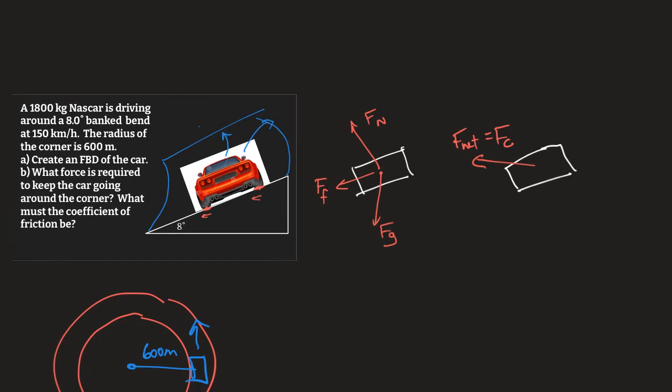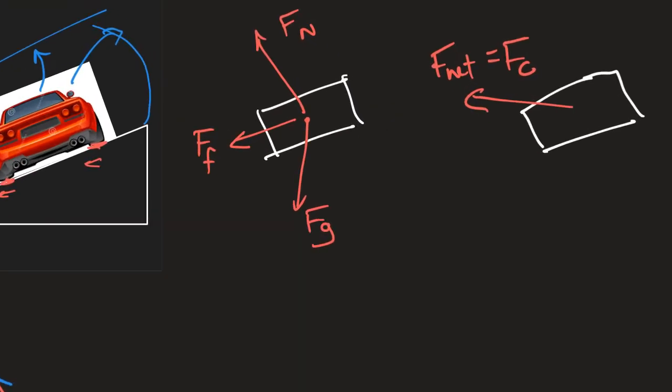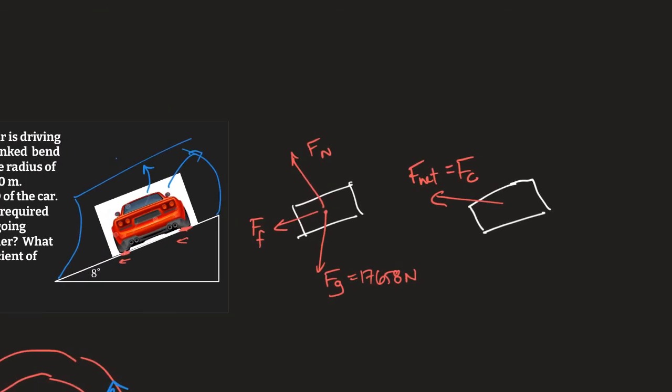So let's start off. We can calculate a few things from the beginning. We can calculate the gravitational force on the car, which is 1,800 times 9.81. So that's going to come out to 17,658 newtons. And the other one that we can easily calculate is the centripetal force, right?